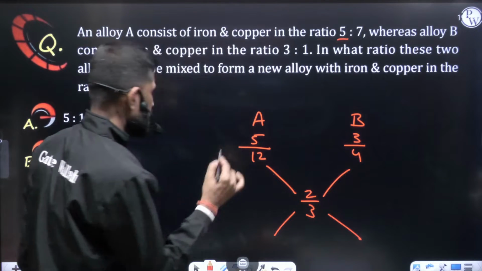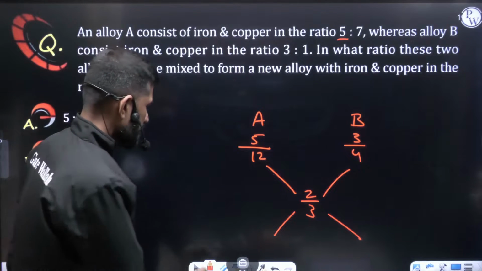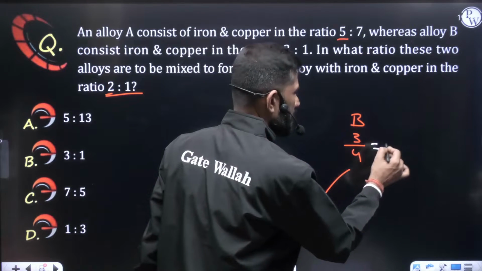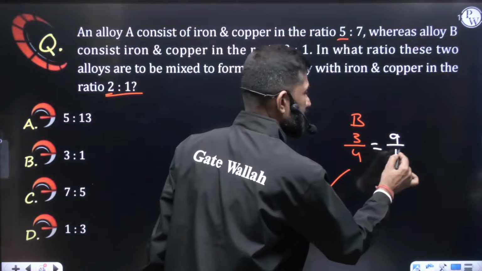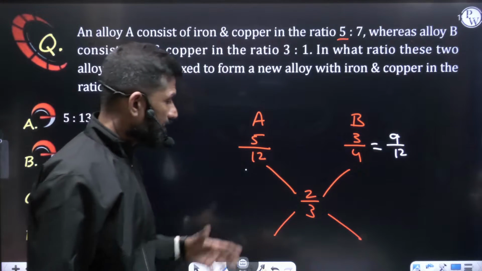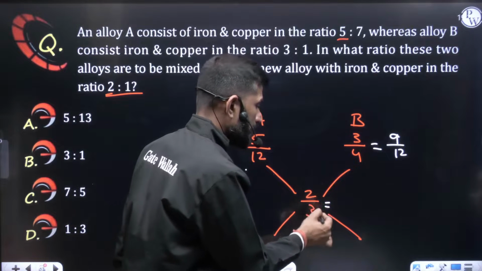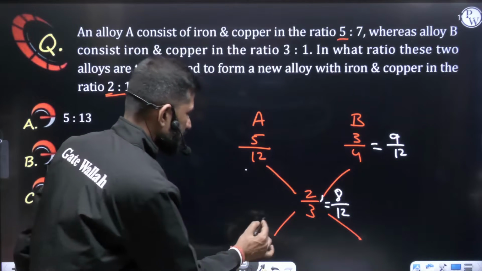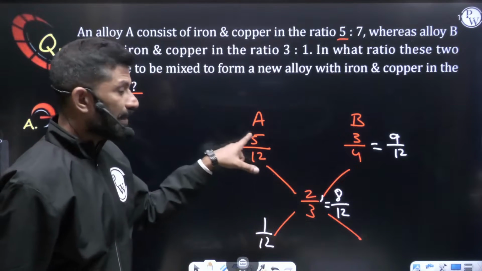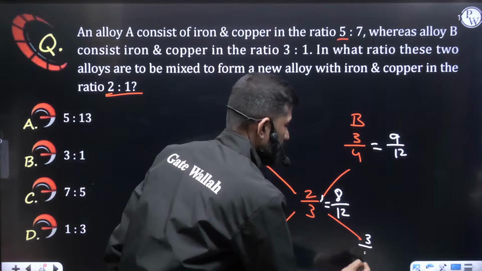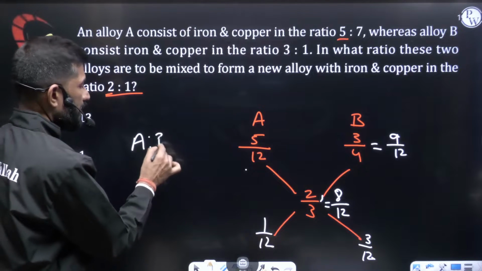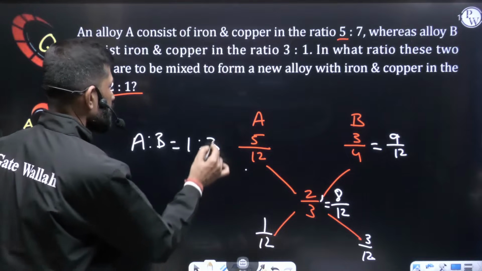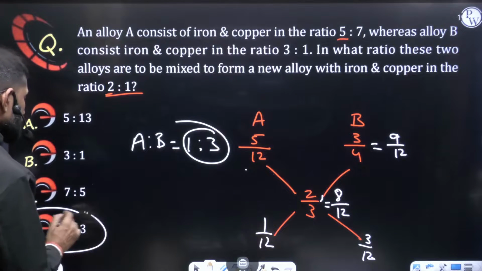The differences on both sides will give the ratio. Let us make the denominator the same. Because here it is 12, let us make this also 12. 4 threes are 12, so multiplying 3 in numerator and denominator, it can be written as 9/12. Here the denominator is 3, let us make it 12. So multiply by 4 in numerator and denominator, and it becomes 8/12. 9/12 minus 8/12 is 1/12, and 8/12 minus 5/12 is 3/12. So alloy A to alloy B should be mixed in the ratio of 1/12 to 3/12. The 12 gets cancelled, so it should be mixed in the ratio of 1:3, which is given in option D.